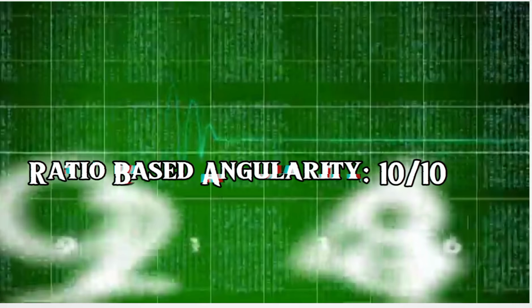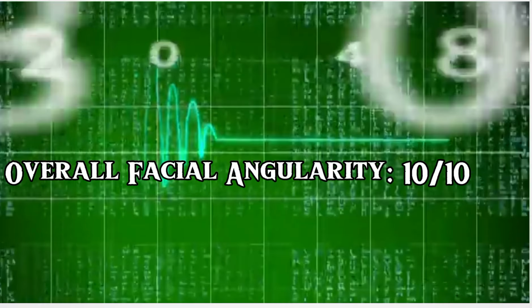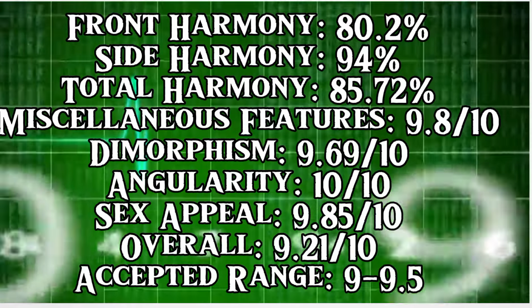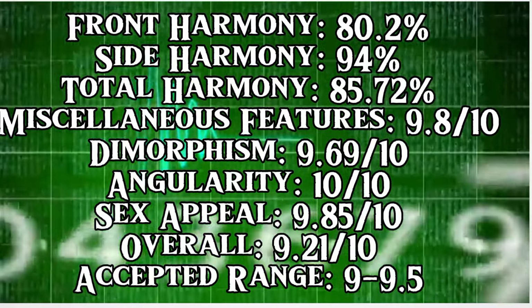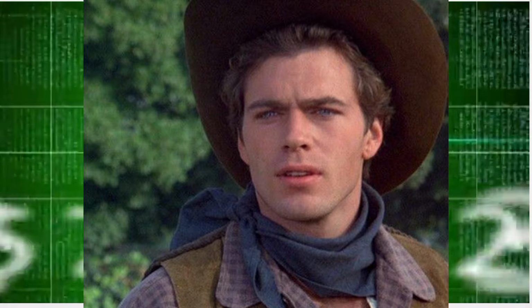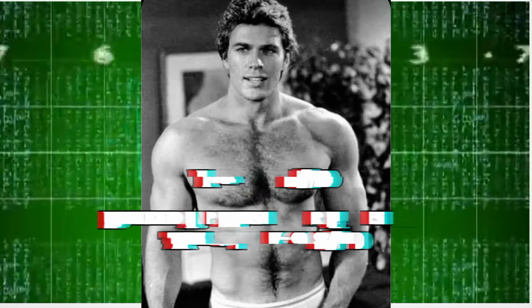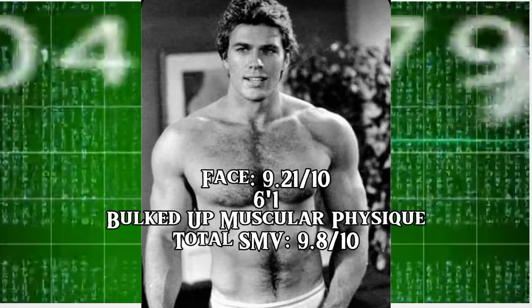On the ratio-based assessments, Hexum scores 10 out of 10. So summing both scores makes it also 10 out of 10. Which is perfect. And this gives a total of 9.21 out of 10, with his range being anywhere from 9 to 9.5 out of 10. This is one of the most perfect faces in a few centuries. His total physical SMV score would be roughly around 9.8 out of 10.